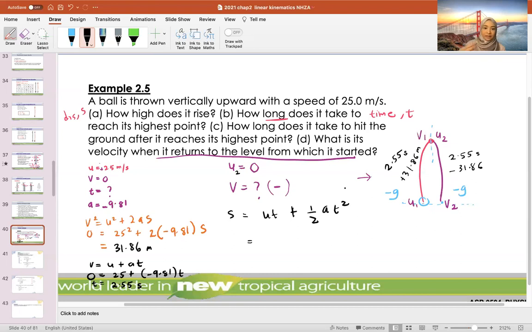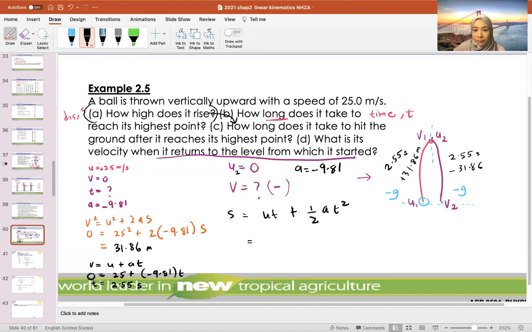So kita tahu A kita apa kat sini, which is A equals to minus 9.81. Okay, going down. T we don't know, we want to find it out. U is kosong and S we already found from the previous section. Dia cakap sini, how long does it take to reach the highest point? How high does it rise? So at this point kita patutnya dah solve for our first S punya section. So we can use it in C. So kita pakai balik S dia.